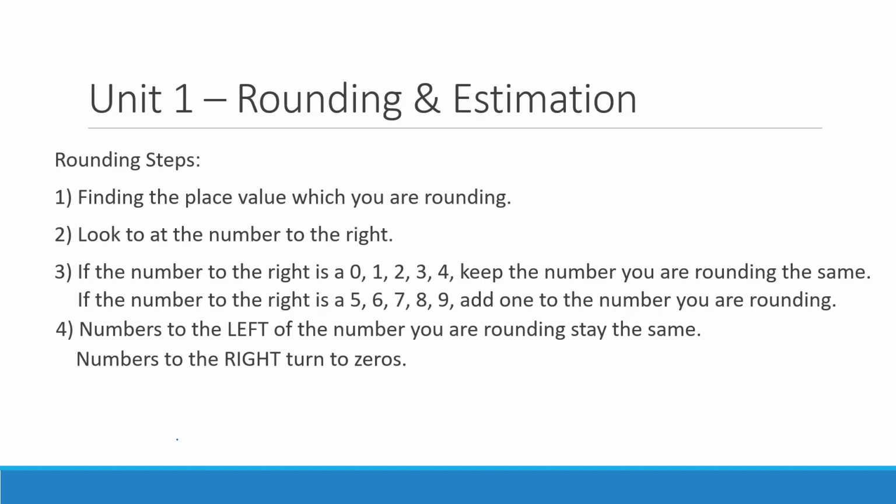Step 2 is to look at the number to the right. If the number to the right is 0 through 4, you keep the number you are rounding the same. If the number to the right is 5 through 9, you add one number to the number you are rounding. Numbers to the left stay the same, numbers to the right turn to zeros.